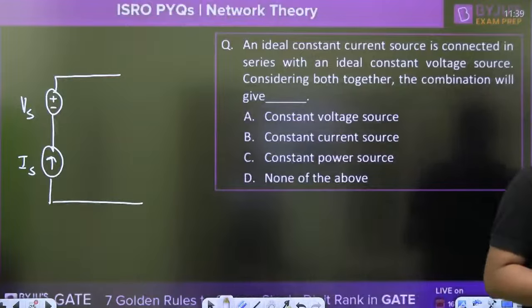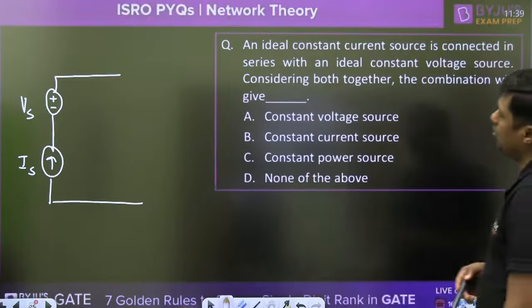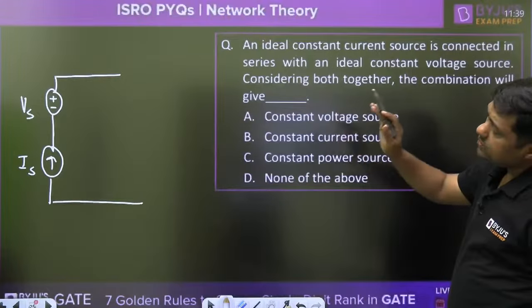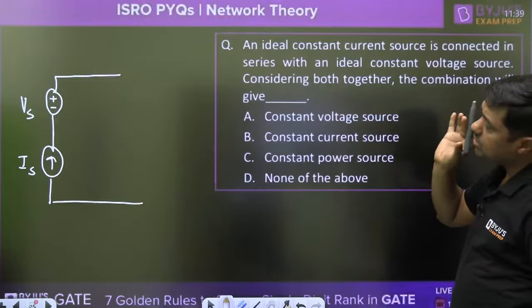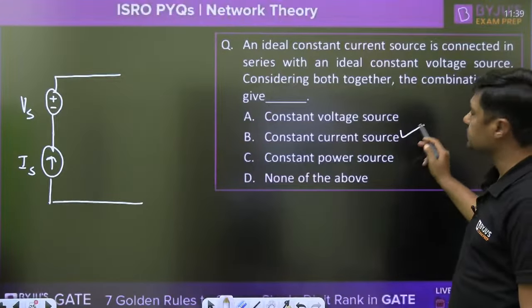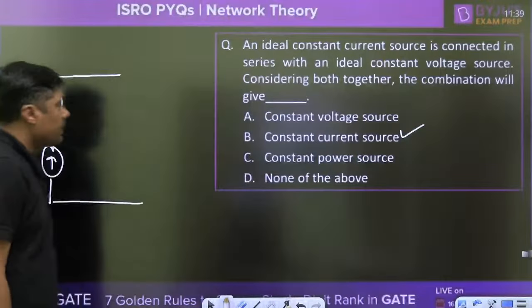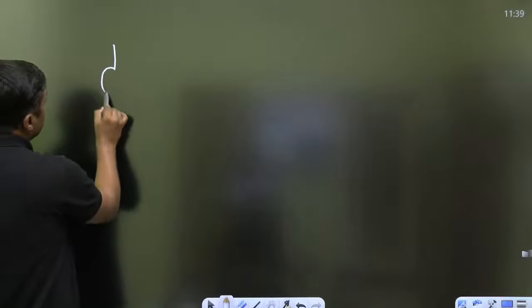What will it be, tell me, brother? Everyone. Power source? No. If Is and Vs are connected in series, always remember, it is a constant current source. Constant what? Current source. Prakhar, your answer is correct. Constant current source means, for example, try to understand.